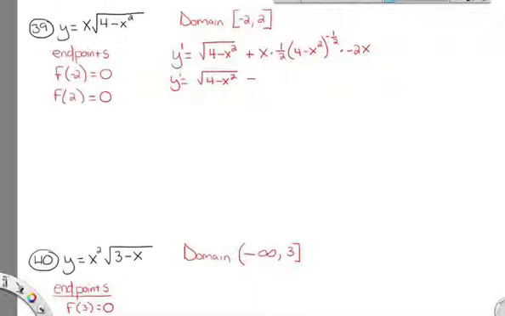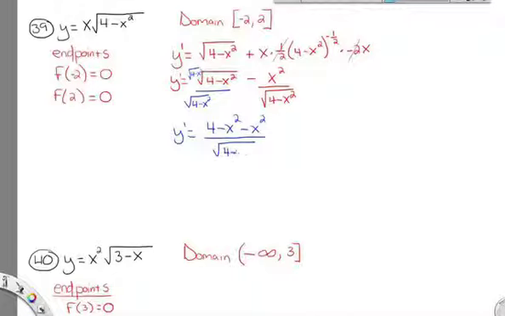So my derivative simplifies to negative, let's see, half and 2 cancel out, x squared, and the denominator is the square root of 4 minus x squared. I need a common denominator, so this guy needs the square root of 4 minus x squared top and bottom, which leaves me square root of 4 minus x squared is 4 minus x squared minus x squared all over 4 minus x squared.